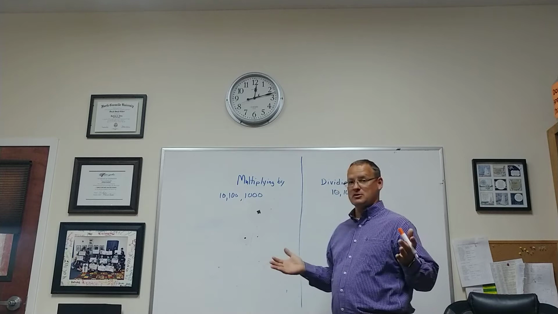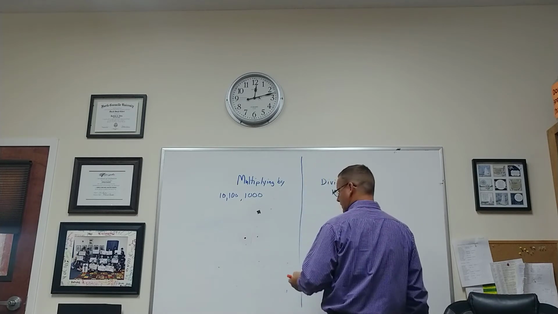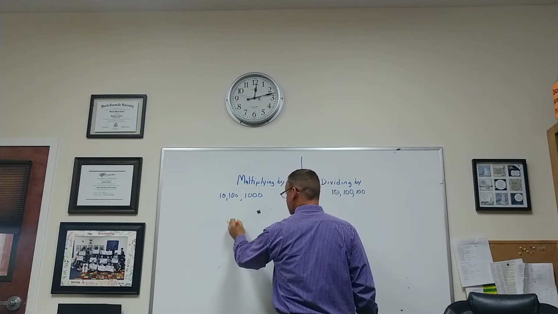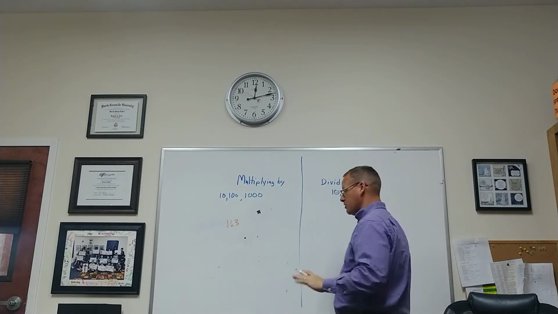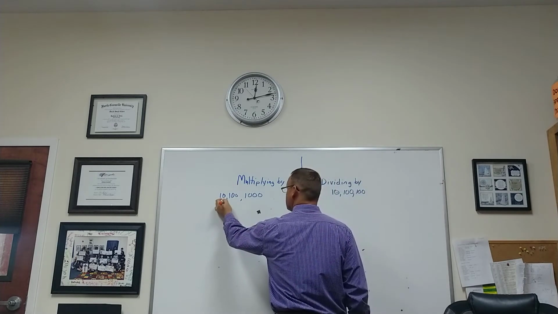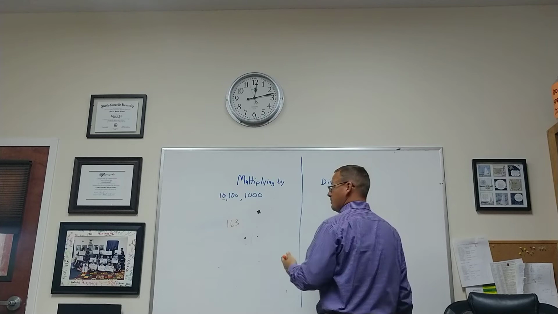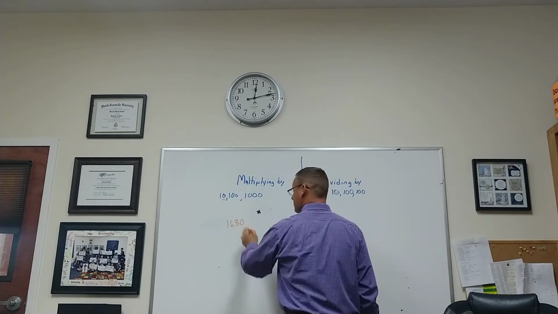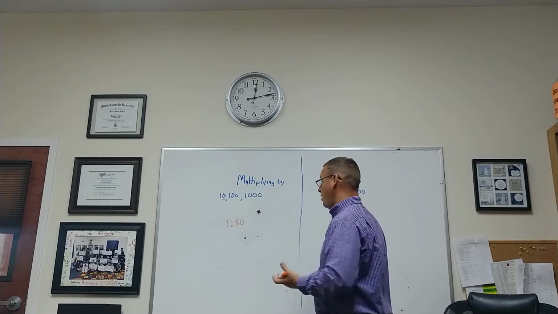Any number can be multiplied by 10, 100, or 1,000. For example, if we were to take the number 163 and we wanted to multiply that number by 10, all you've got to do is count the zeros in 10. How many zeros are there? There's just 1. So if we're going to multiply it by 10, we're just going to add a 0. Pretty simple, right? That's for a whole number.